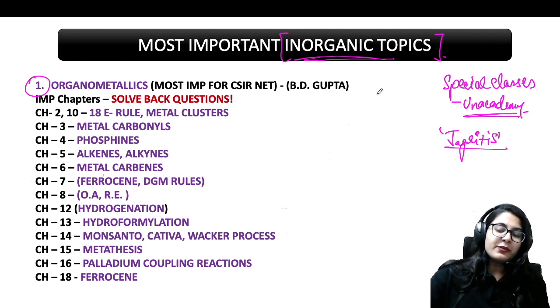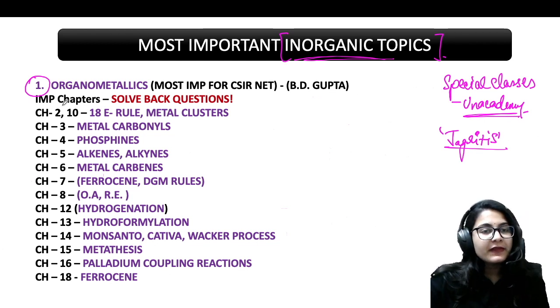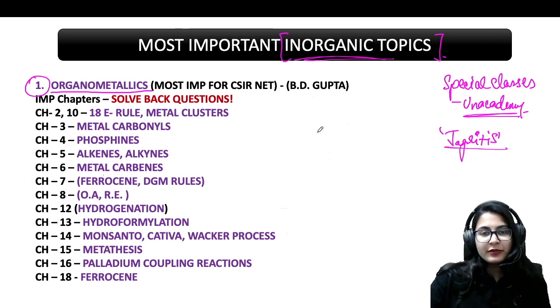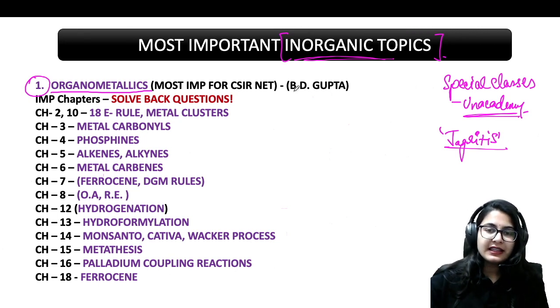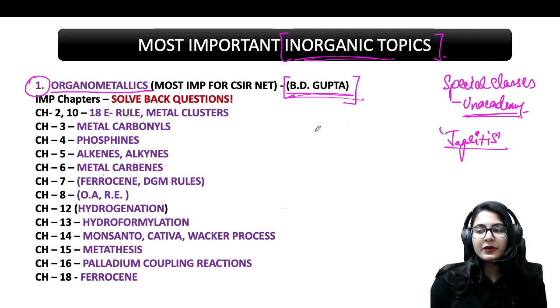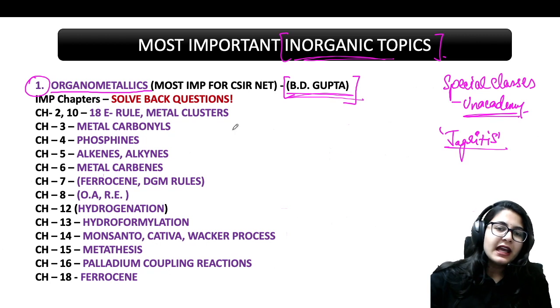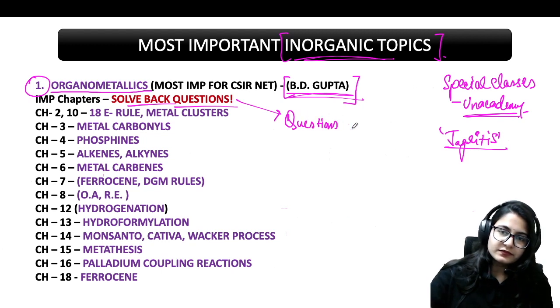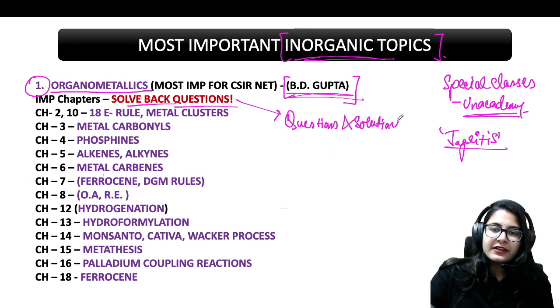So yes, let's move onward to important topics like organometallics. First of all, if you are studying from a foreign author like Crabtree or any other book, it's okay, but I think BD Gupta is very direct and very much to the point of what you require in your CSIR NET exam. So, if you haven't got this book yet, please do. But if you are starting to study from this book this time, then I would not suggest it. It will take a lot of time. But yes, the back questions are super important. The back questions and solutions of all of these important chapters are given in the Telegram group.